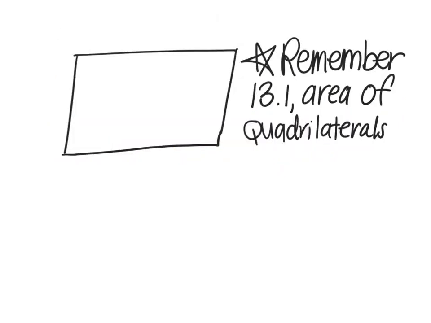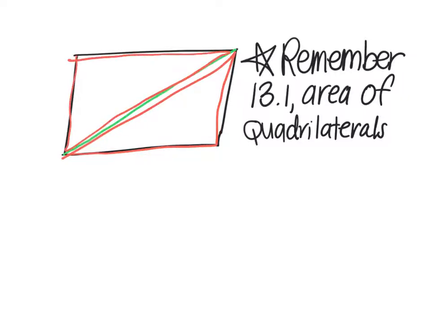So think back to when we did 13.1, the area of quadrilaterals. Here is our quadrilateral. And something to think about here is that if I cut this quadrilateral in half on the diagonal, I would have two triangles. Check it out. I have a triangle here, and I have a triangle here. So keep that in mind as we go through 13.2 today.